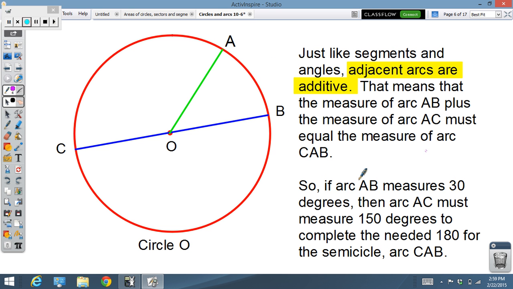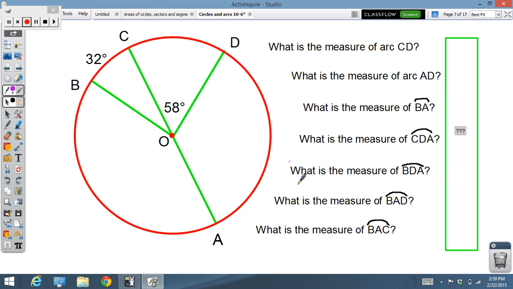Now notice that arcs are additive as well. Okay, if arc AB is 30 degrees, well, I know that arc CAB here has to form a semicircle, 180 degrees in a semicircle, right? Half the circle. Therefore, arc AC must be 150, and just demonstrating again that they must add up, or they can add up. Okay, so for you to practice on your own, measures of arcs.